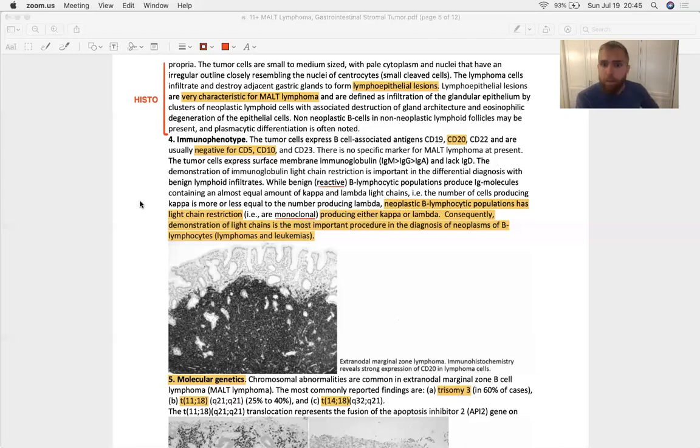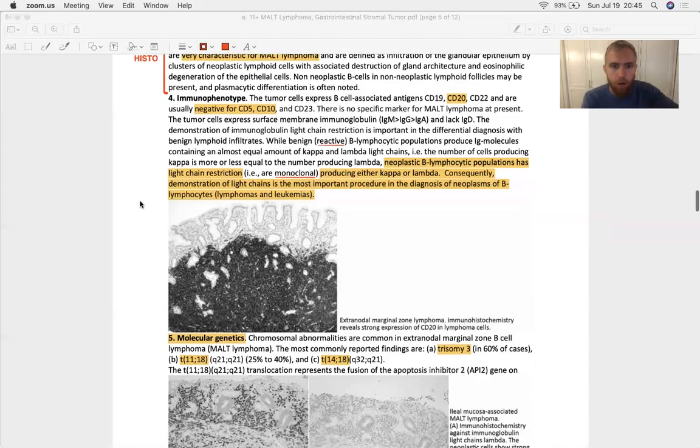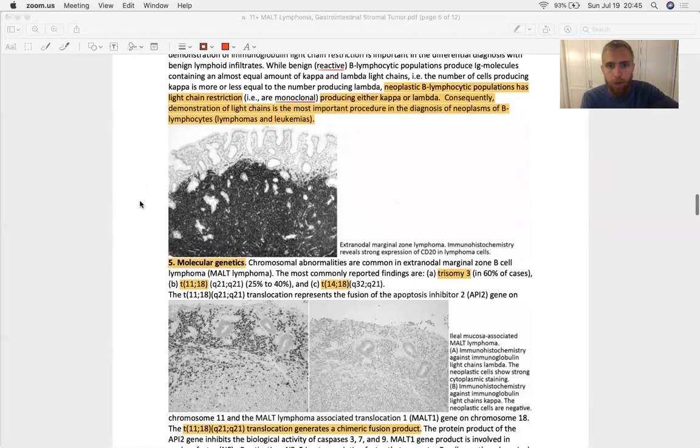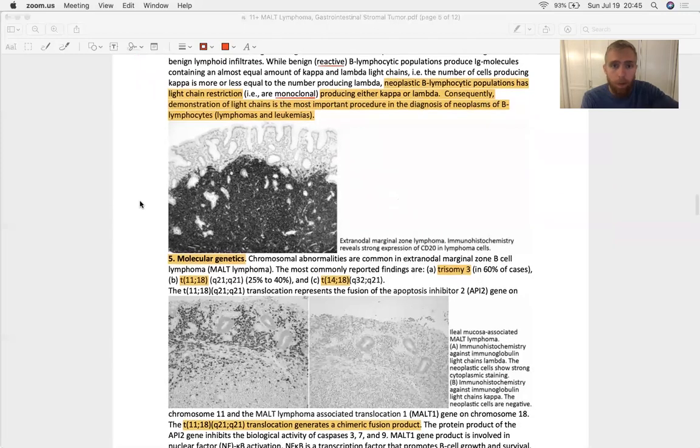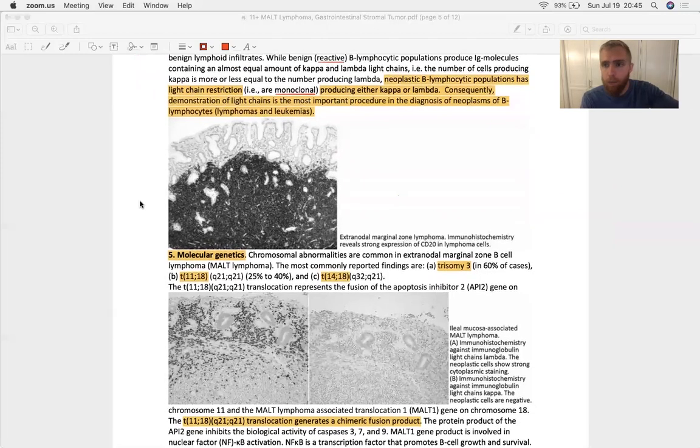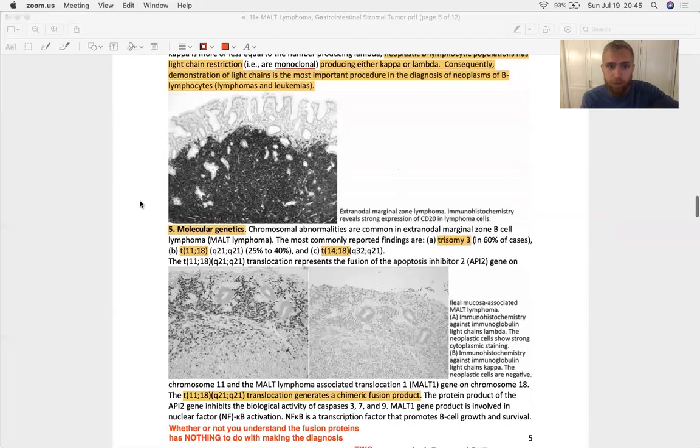So that's a very important procedure in the diagnosis of B lymphocyte neoplasms for both lymphomas and leukemias. So I imagine that'll pop up many times more throughout our studies, because we're not done with these white blood cell cancers yet, are we?